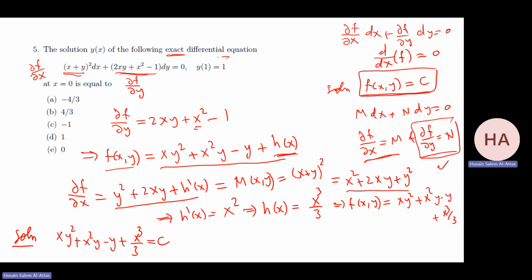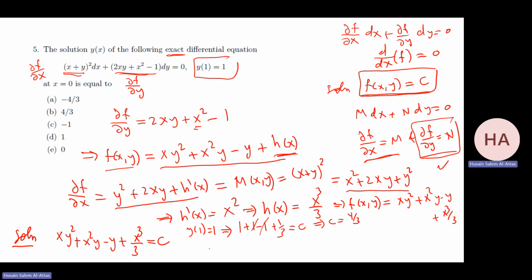Now, he gave me an initial condition to find the c. So that gives me what? y at 1 equals 1. That gives me 1 times 1, that is 1, 1 times 1, that also is 1, minus 1 plus 1 over 3 equals c. So this is cancelled, so c equals 4 over 3.